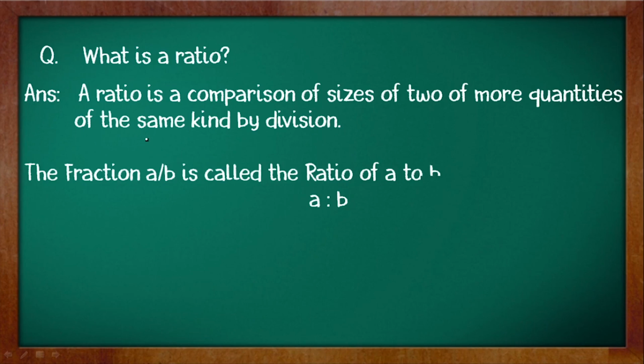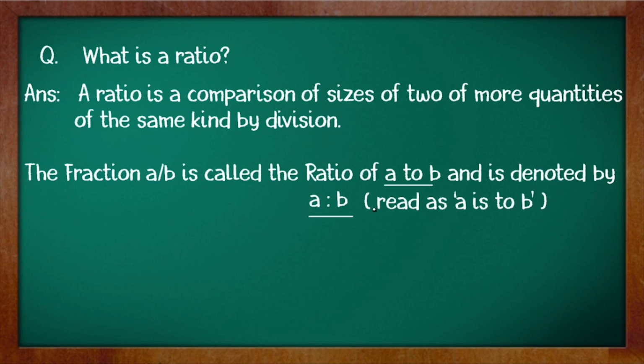So a fraction a by b is called the ratio of a to b, and it is denoted by a : b. This is read as a is to b. How do we read this? This is a is to b. This symbol is known as "is to".